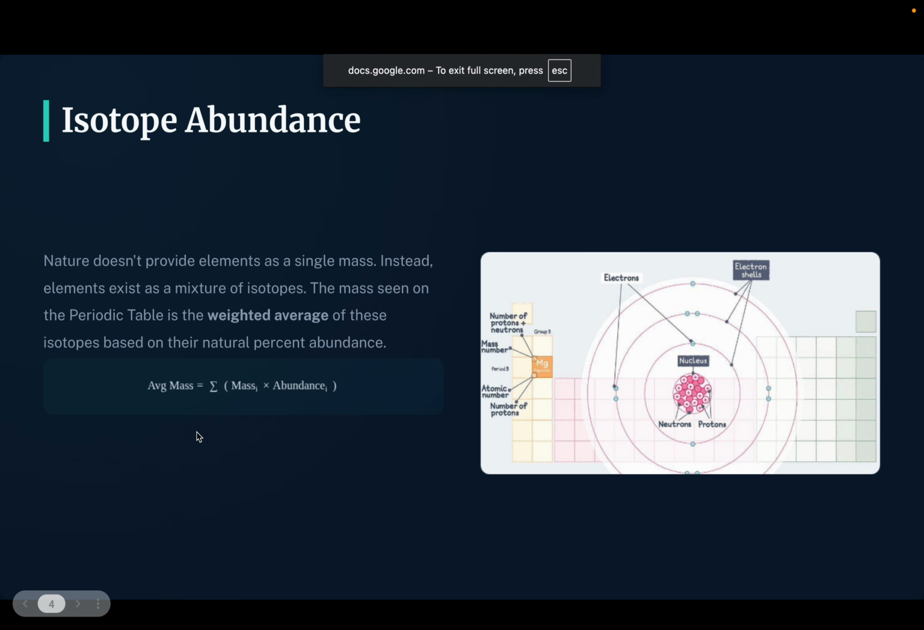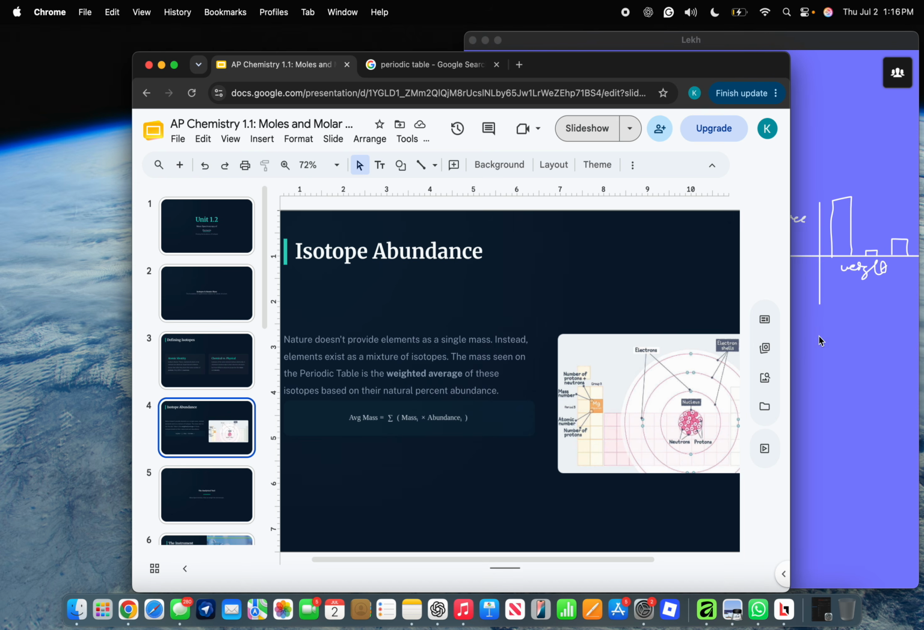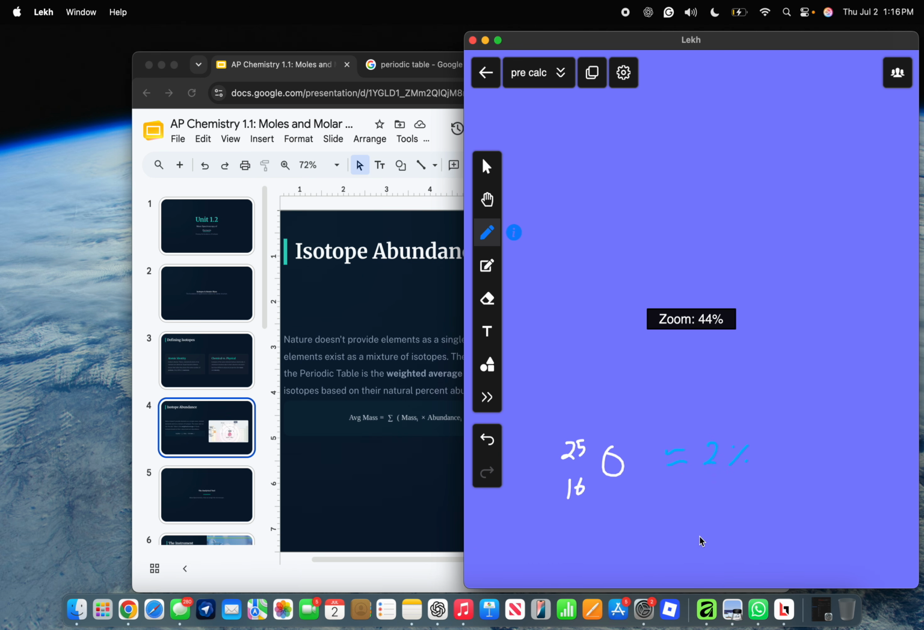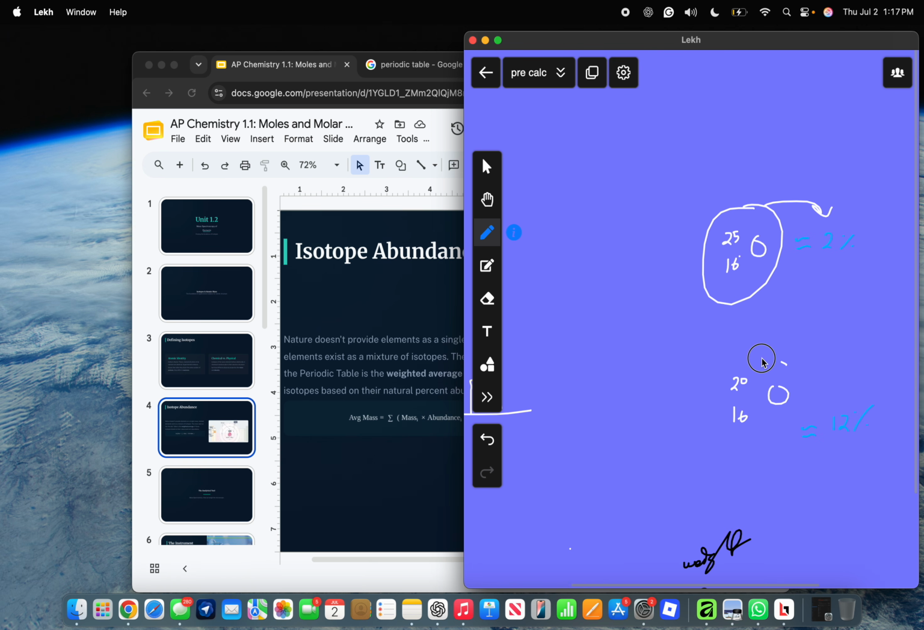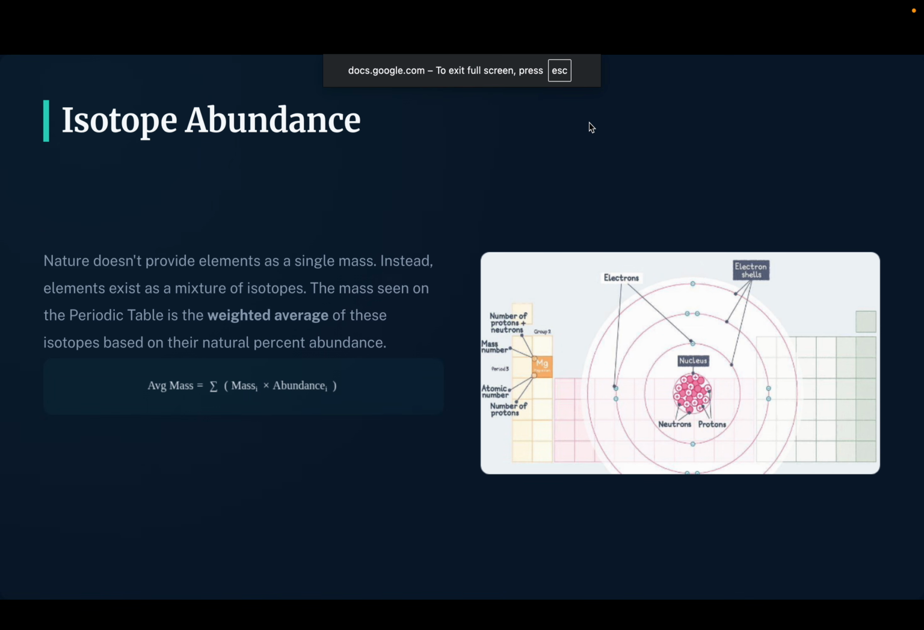And to figure out the average mass of something, like how on the periodic table the average mass of oxygen is 16, what they do is they take the mass of an isotope times its abundance, and they do that for every single isotope they can find. So if this was a real thing, you would do 25 times 2%, then you would do 20 times 12%. You would keep doing that, and eventually you would end up at your average mass.